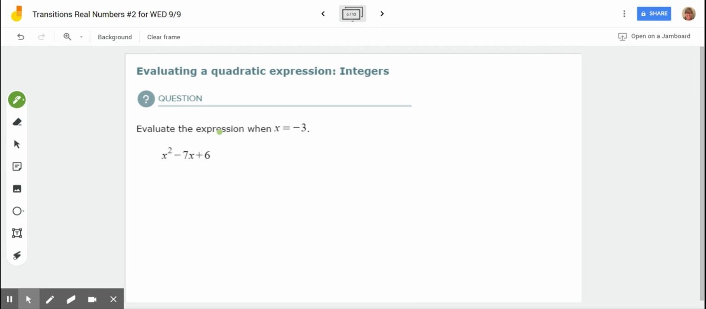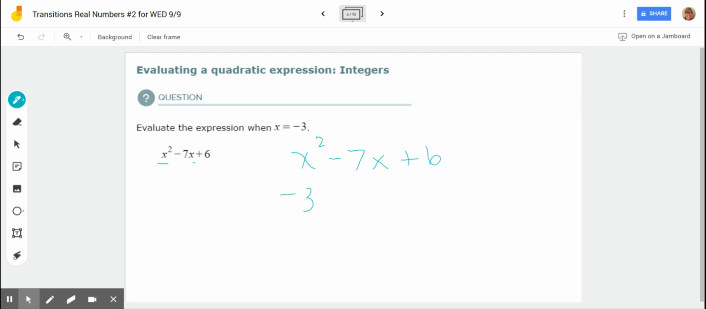Moving on. Evaluate the expression. Okay, you're going to get a bunch of these now. You're just evaluating. So all you're doing is plugging in. It says x is this. This is what you plug in. Now, it's tricky because it says x squared minus 7x plus 6. You need to plug in x squared.